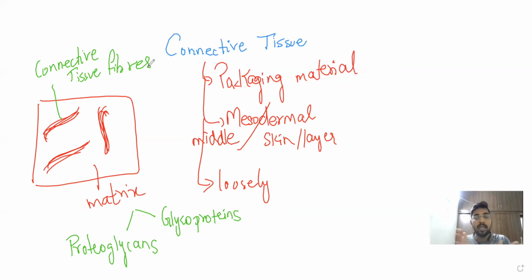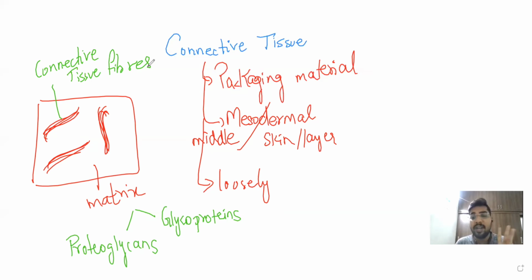So let us recapitulate. Connective tissue is a very important tissue that binds and gives support to other tissues as well as other organs. It connects the organs with other tissues, and it is also called the packaging material. It is mesodermal in origin. It is loosely packed because it has very few cells scattered in the matrix, which is made up of the protein carbohydrate complexes proteoglycans and glycoproteins. And inside this matrix, we have connective tissue fibers which are scattered. So this was all about our introduction to connective tissue.